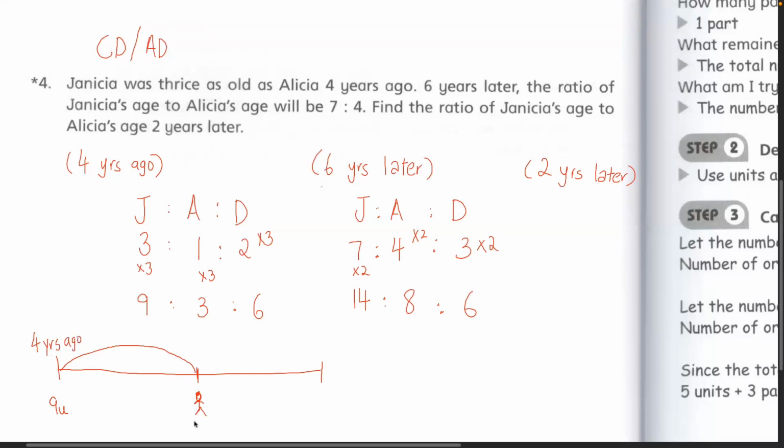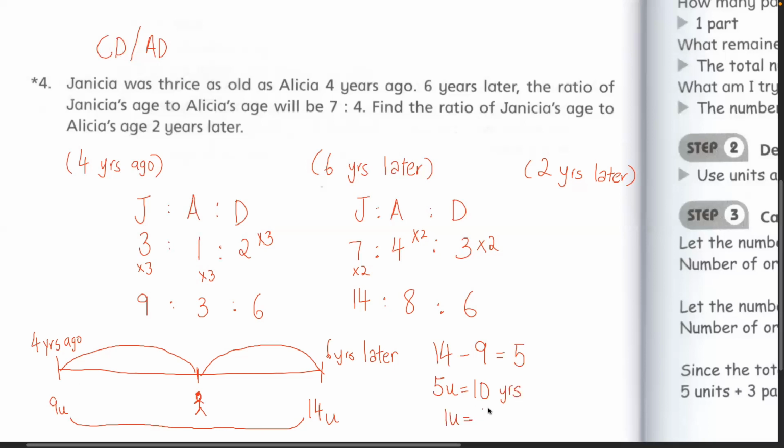Agree so far? Same thing, I'm standing here saying, but 6 years later, Janeka will be 14 units. So this is how many years? 6 years. So this is 6 years later. Can you see that? So in total, how many years is that? 10 years. Why is there a 10 years gap? From 9 to 14, so we basically do 14 units minus 9 equals 5. Agree? So 5 units is actually equal to 10 years. We find 1 unit and that gives me 2 years. Make sense?